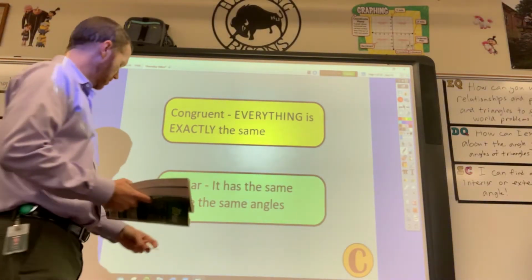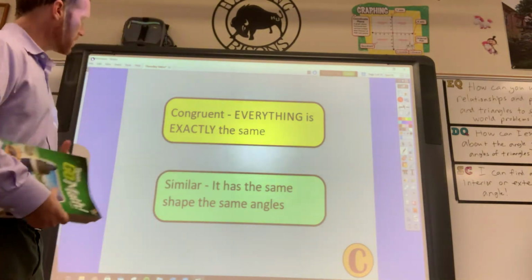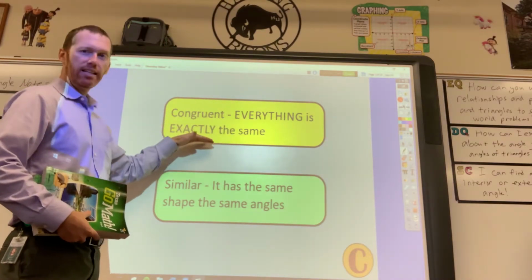All right, here we are. We're going to be learning about two words. One is congruent and one is similar. And congruent means everything is exactly the same.